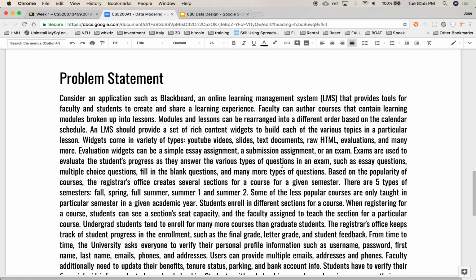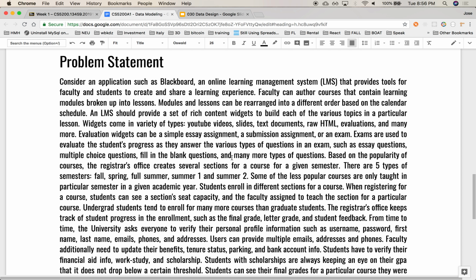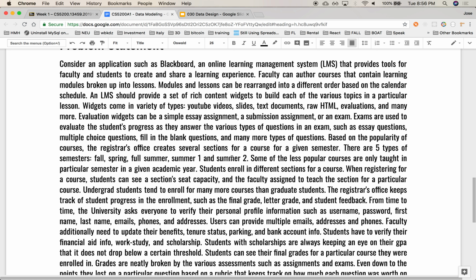You have courses, you have modules, you have all sorts of content, you have students, you have faculty that can author these courses. Students can enroll in these courses. They can look at their grades. They can look at their assignments. They can submit these assignments. So this is a description, the problem statement of the system.